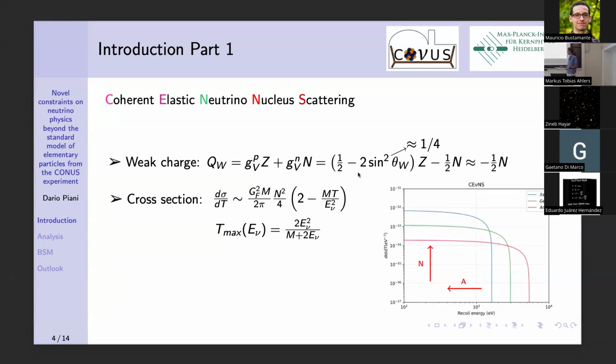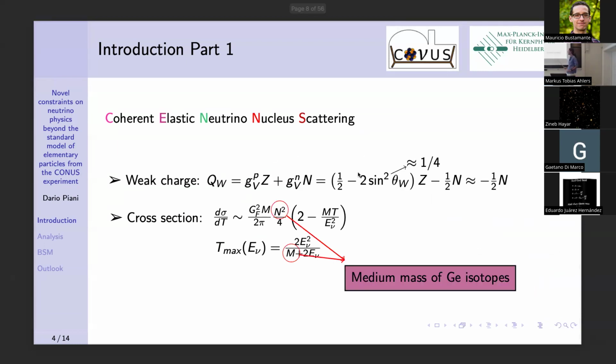So a very important thing here is the choice of the target nucleus that we should choose for such an experiment. So what do we need? We need, of course, a high cross-section, as we already said, so a high neutron number, but at the same time, we need a high maximal recoil energy. That means also a low mass. So the right choice probably lies somewhere in the middle. And for the CONUS experiment, the choice was germanium crystals.